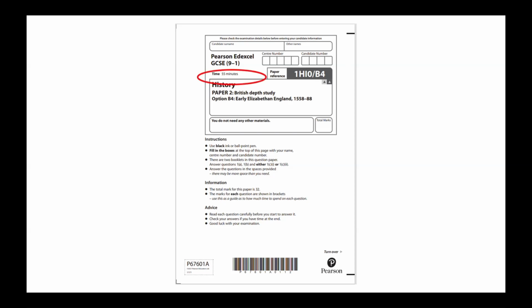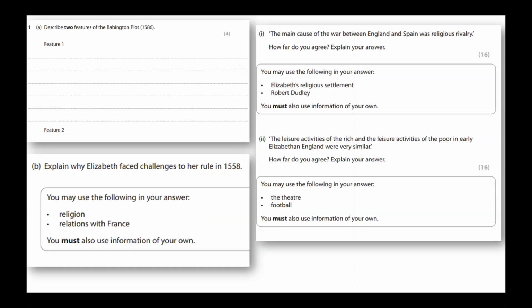The front of the paper looks like this. The time you're recommended to take is 55 minutes. And for this exam, a really interesting point is that you have to answer the first two questions and then you get to pick out of the last two here. So question 1C1 or question 1C2. For the purposes of this video, I'm just going to do 1C1 and then I'll show you the mark scheme for 1C2.